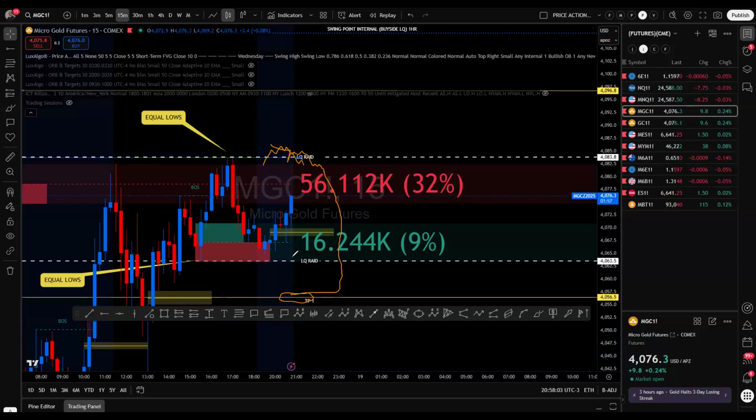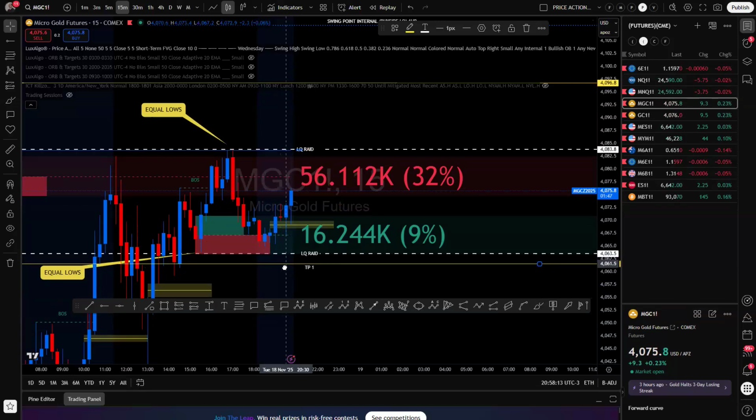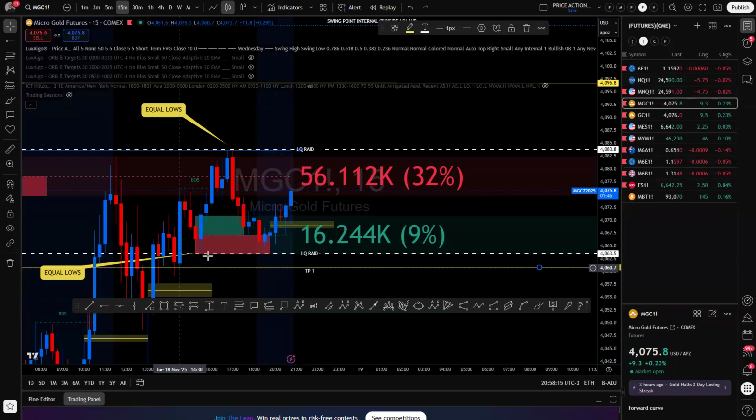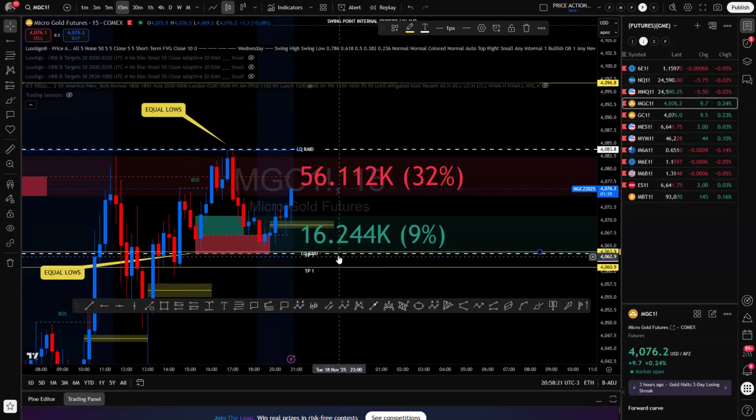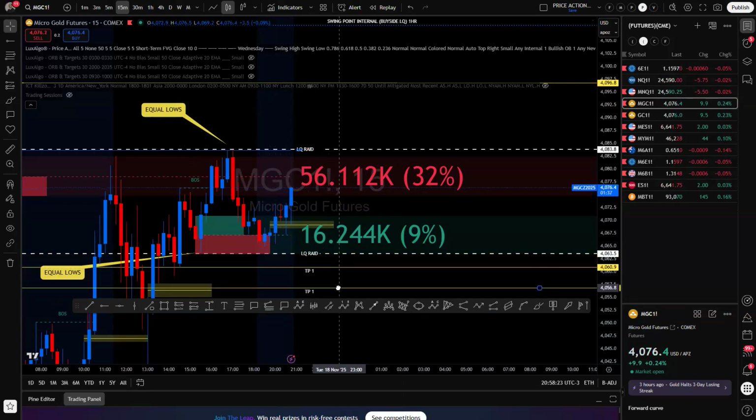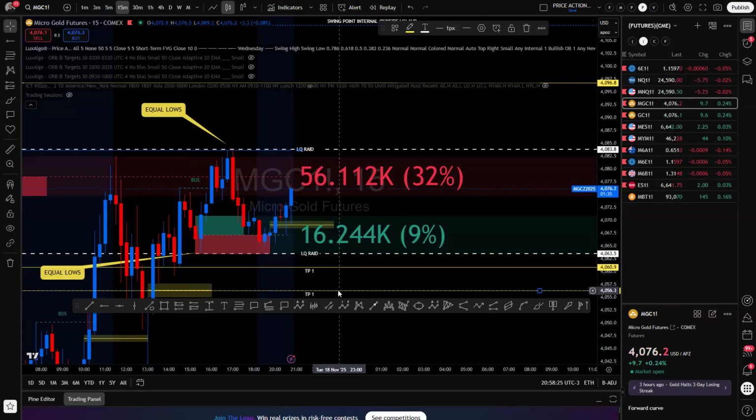If price gets raided, I might actually target these equal lows here as TP1. So that's probably what I'm going to do. I'm going to move this up and make this little TP1, maybe down to this low, because they might raid this and hit here. And then we'll probably make this TP2 when it comes to going to the downside.